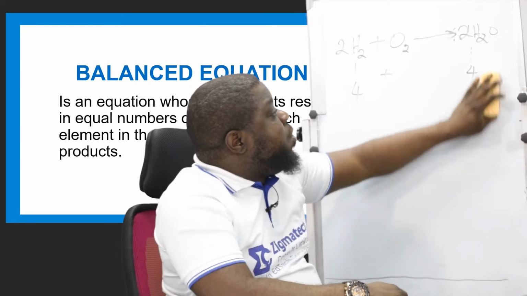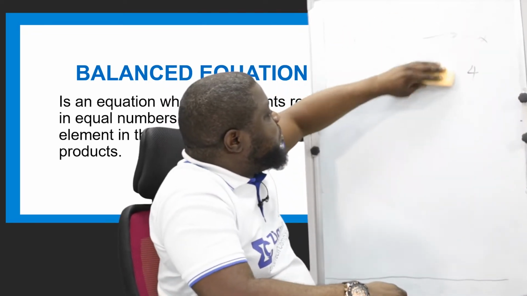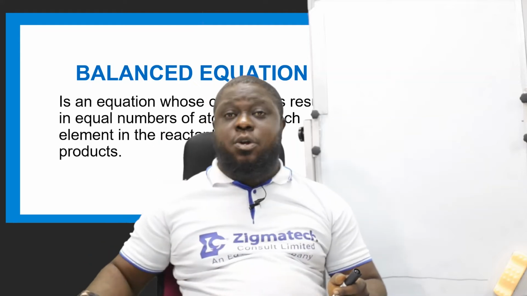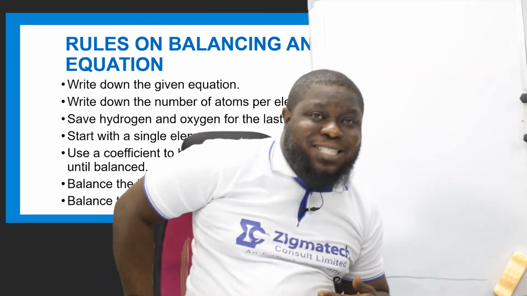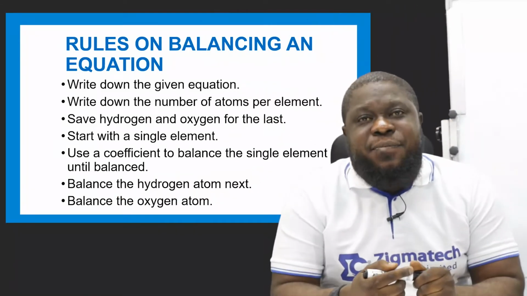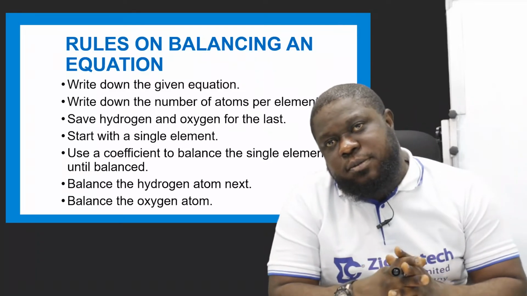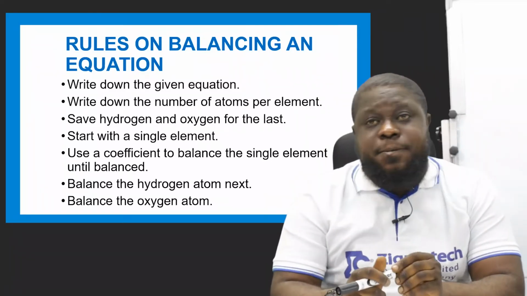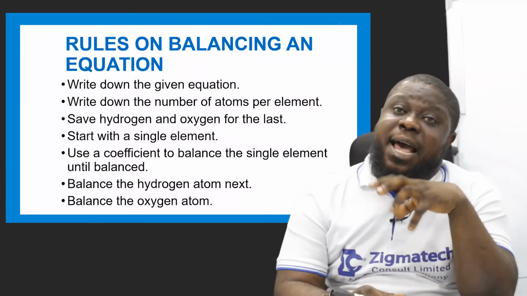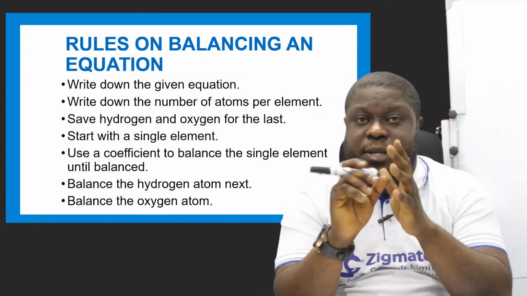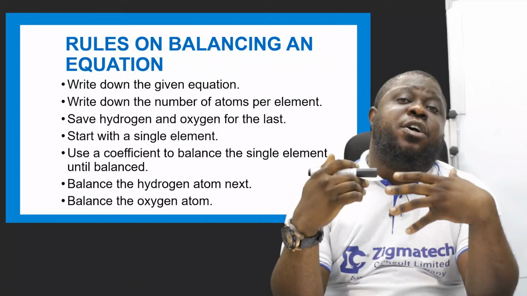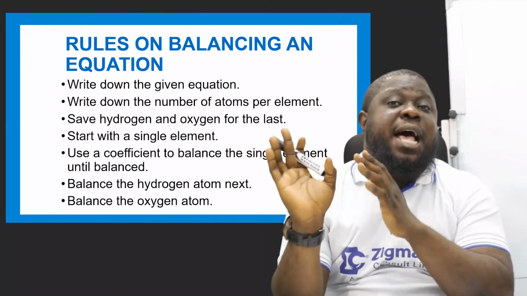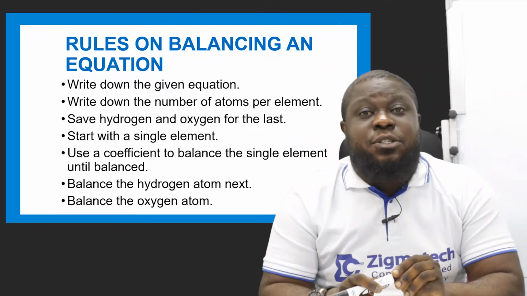Now, we want to balance an equation. Next one, rules on balancing an equation. They say write down the given equation first of all. When you write it down, write down the number of atoms per element. How many atoms are present in each element? You write it down first. Then save hydrogen and oxygen for the last. You don't touch hydrogen and oxygen. You save them for the last.